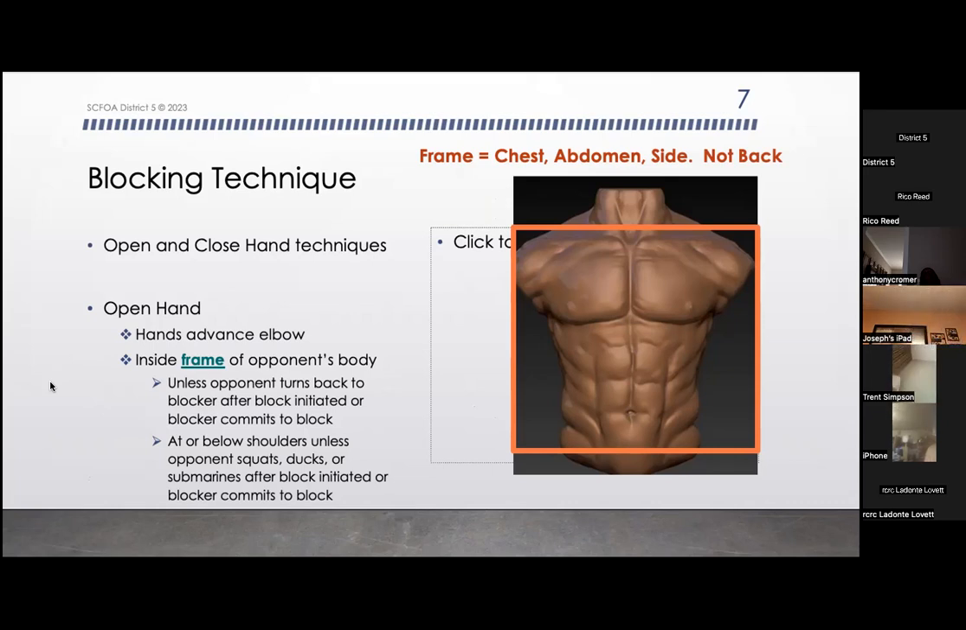So open and close hand techniques. We're not going to talk about close hand techniques because you never see that anymore. But open hands. So hands in advance of the elbow, inside the frame of the opponent's body, unless the opponent turns his back to the blocker after initiation or the blocker commits the block. So you'll see this downfield. You see a lineman get out in front. He's running downfield. And you see a little 5'3", 110-pound defensive back who sees a lineman coming at him.